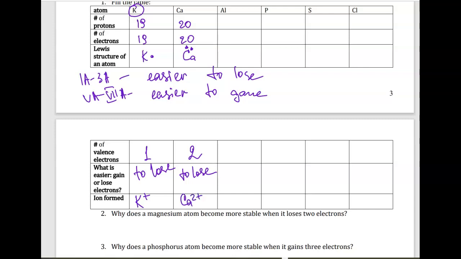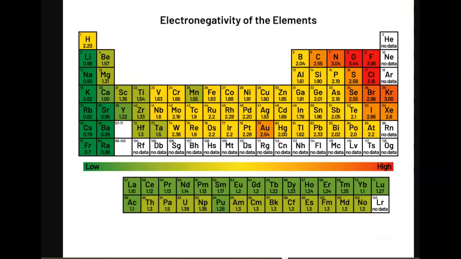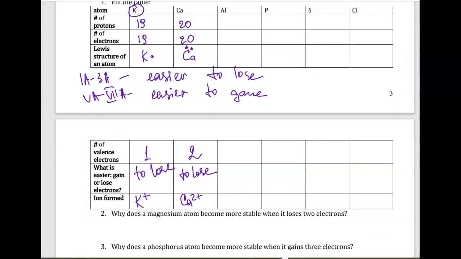Okay, for aluminum. Let's jump here. Aluminum, you can see 13, and you know 1, 2, 3A group number. So 13 protons, 13 electrons, Lewis dot structure, aluminum, 1, 2, 3. Number of valence electrons, 3. What is easier, gain or lose? It's the member of 3A group, easier to lose. Ion formed, when it loses 3 electrons, it becomes aluminum 3 positive.